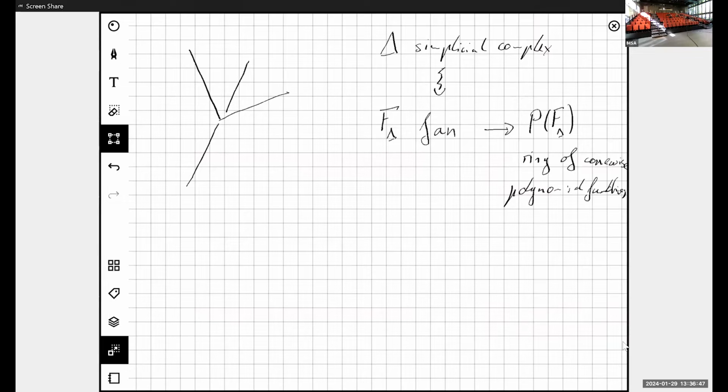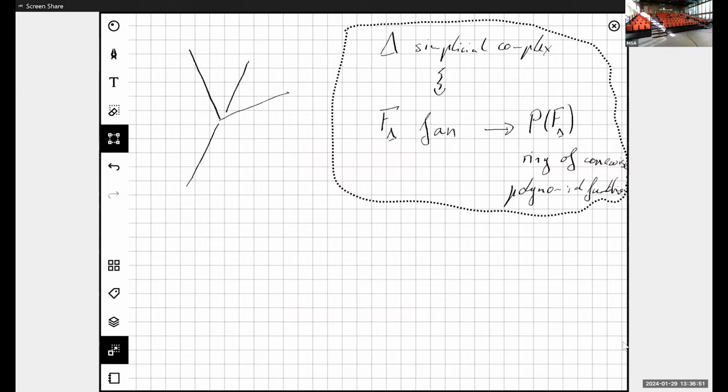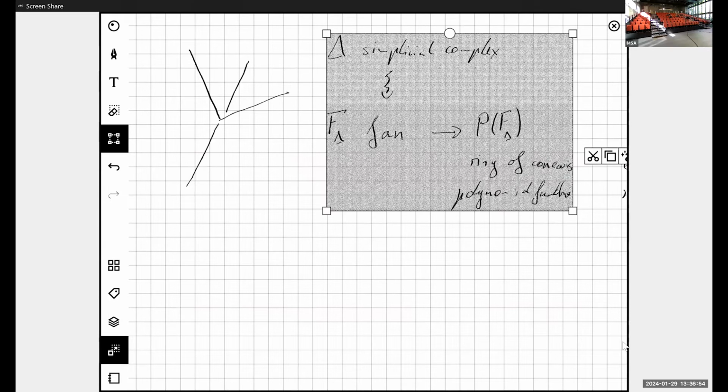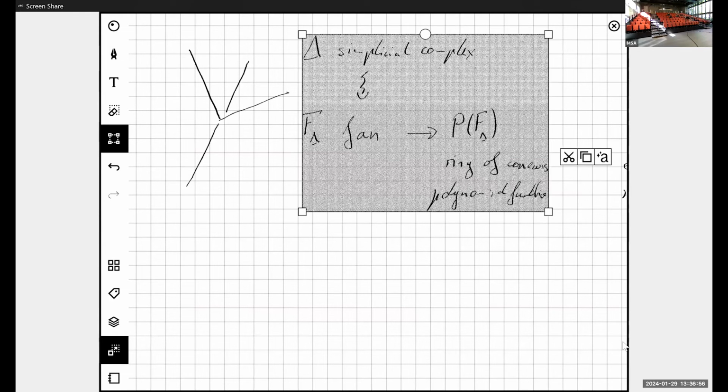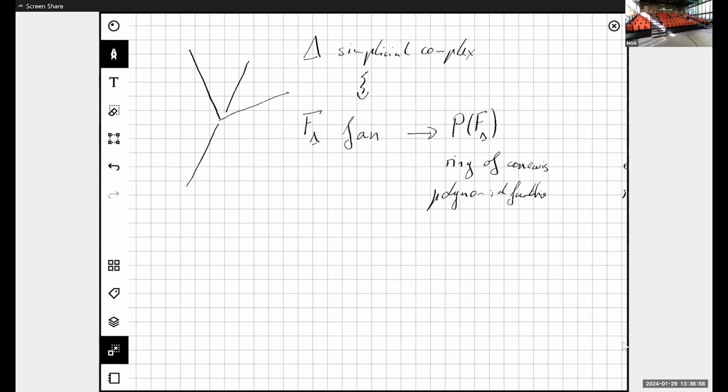Okay, so let me put this a little bit. Okay, so the ring of cone-wise polynomial functions. Up here, I have the Stanley-Reisner ring, or the face ring.